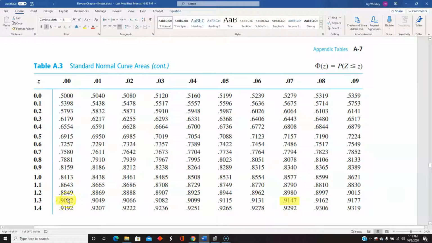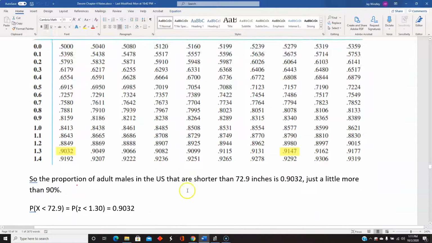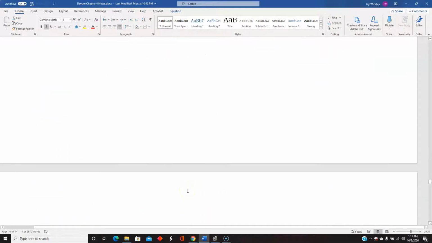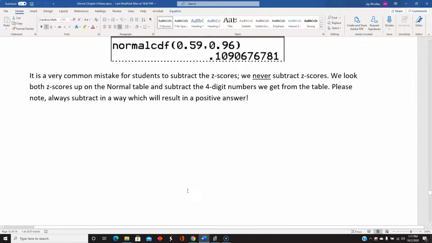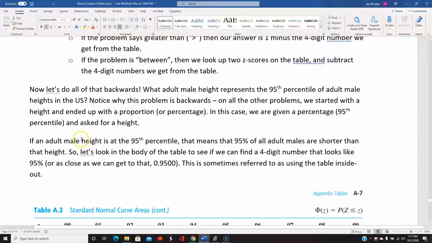What if they give us the proportion? If they give us the proportion, from that we should be able to figure out the z-score, and from the z-score we should be able to figure out the raw number. So this is kind of a common problem. The question is, what height represents the 95th percentile? So now we are being given a percent, the 95th percentile, and we are being asked for the male height.